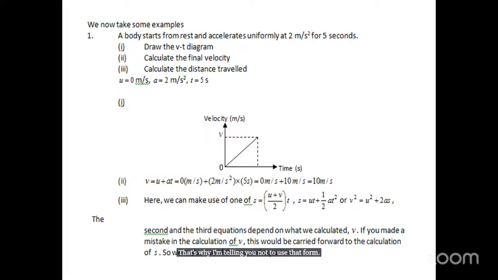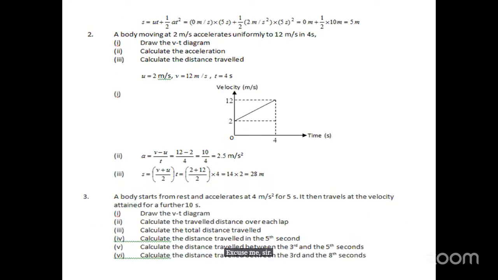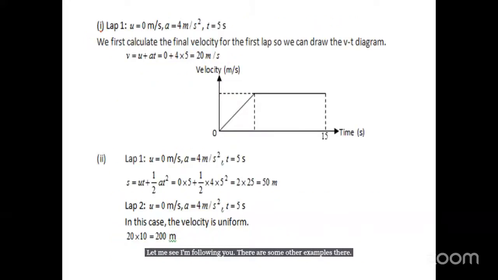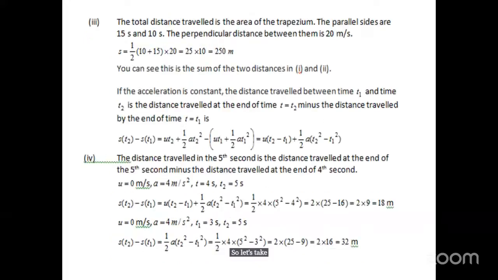Okay, S equals U plus V. Which one is appropriate now? You use the second one, right? S equals UT plus half AT squared. Let me see, I'm following. Excuse me, sir. There are some other examples there. So please take a look at them. If time permits, we go back to this.